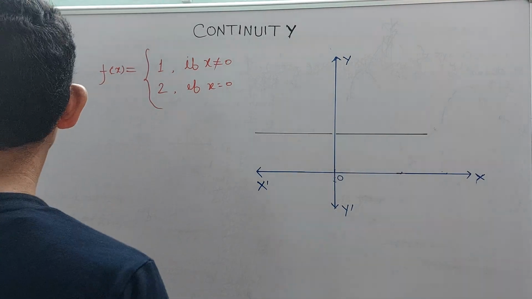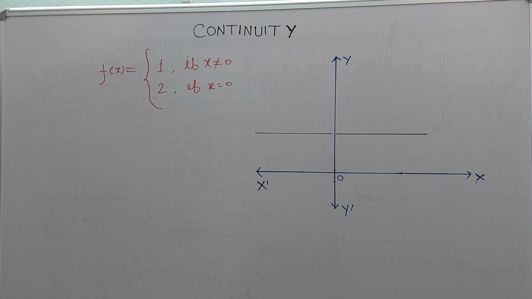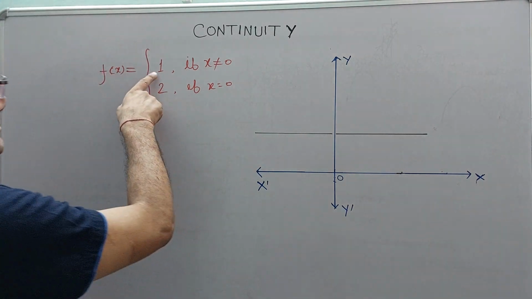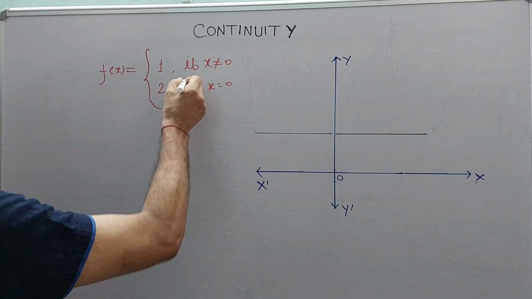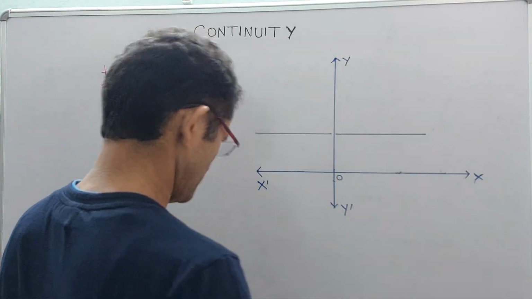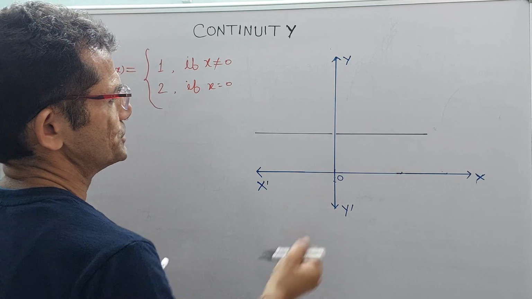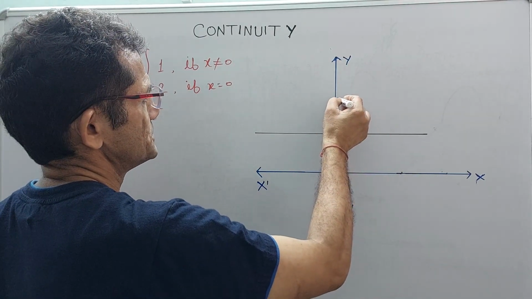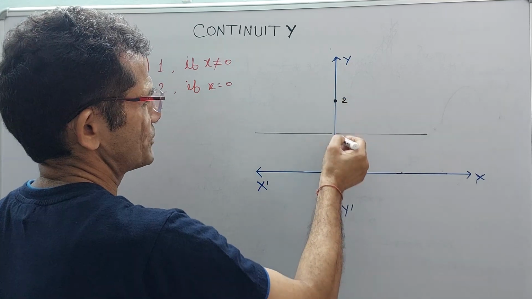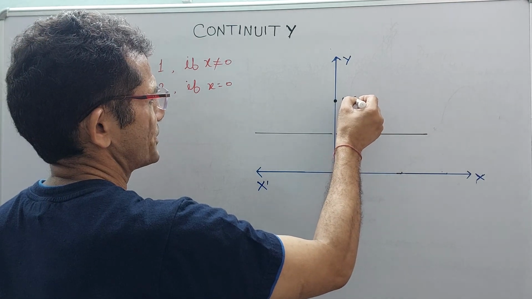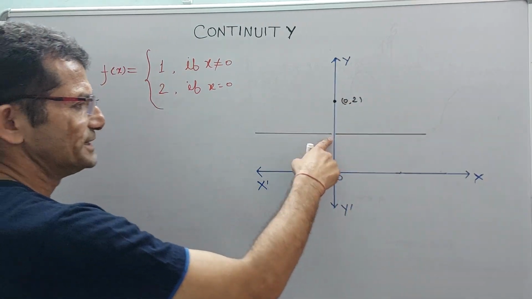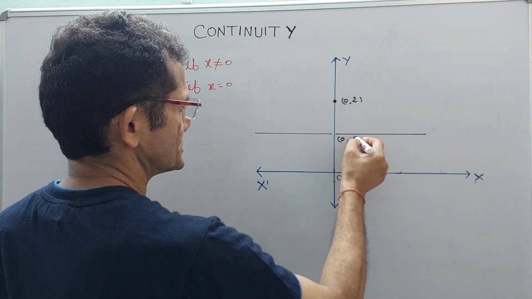Now another example. f(x) is equal to 1 if x is not equal to 0, and f(x) is equal to 2 when x is equal to 0. When x is equal to 0, our value is 2 along the y-axis. The coordinate of this point is x equal to 0 and y equal to 2, and the coordinate of this point is x equal to 0 and y equal to 1.